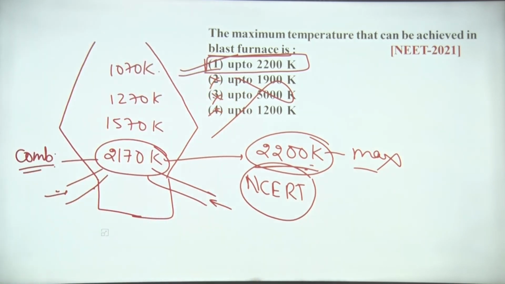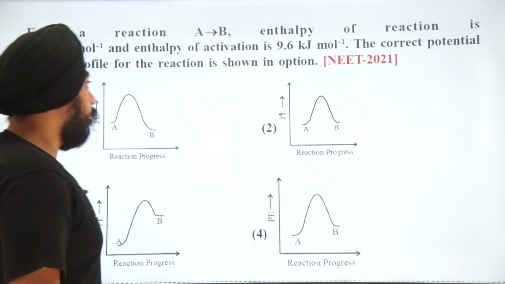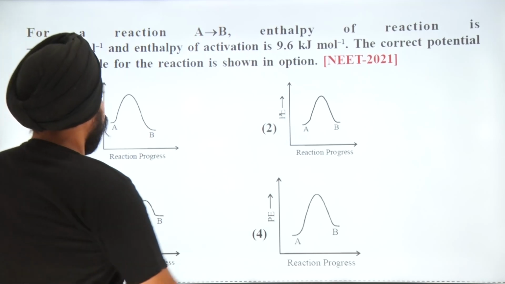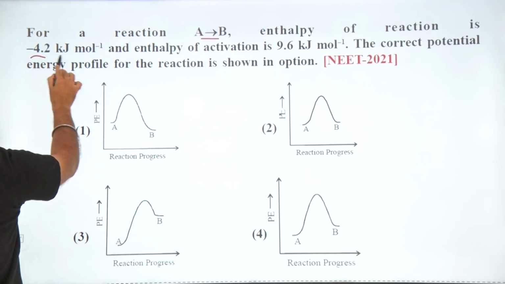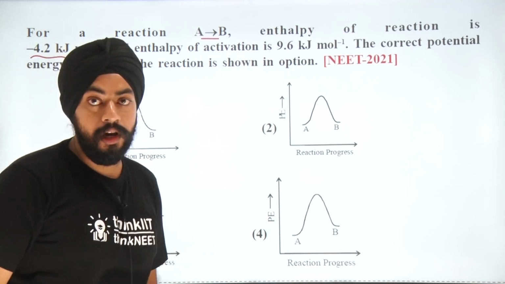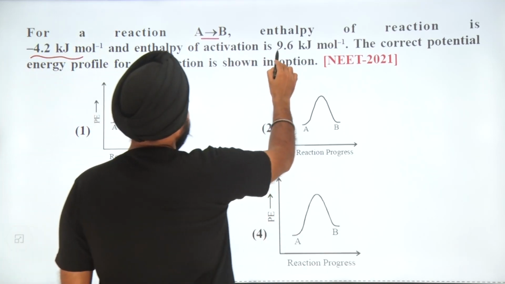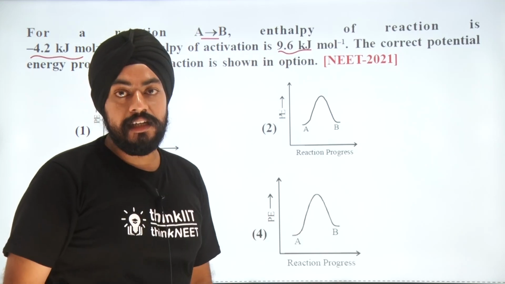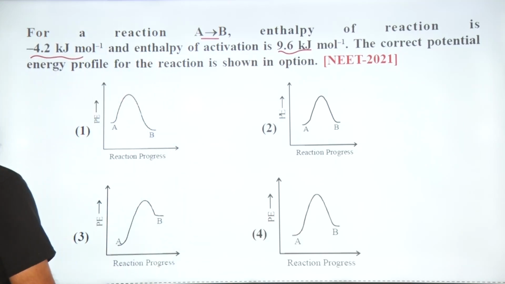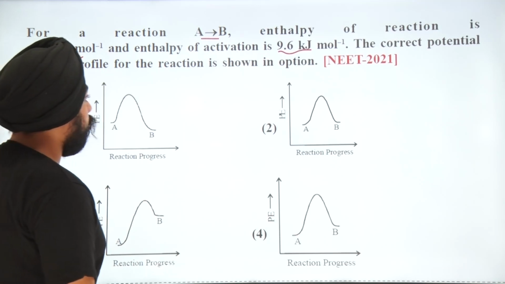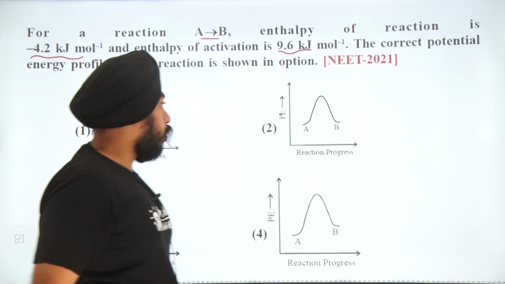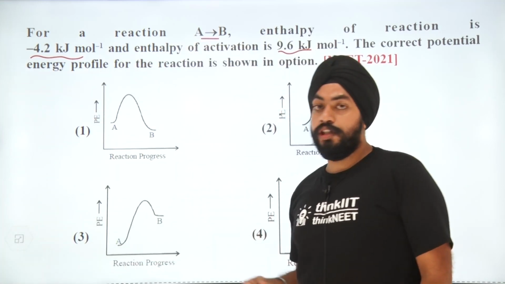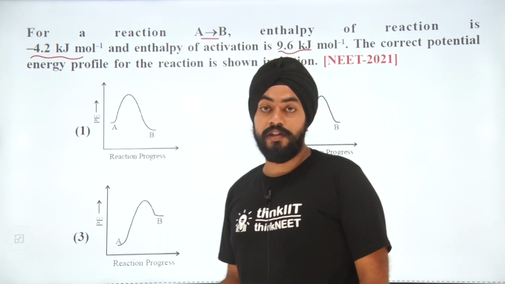Thank you very much. Well, students, let's have a look at the question. For a reaction A to B, the enthalpy of the reaction is minus 4.2 kilojoule per mole and the enthalpy of activation is 9.6 kilojoule per mole. So the correct option, the correct potential energy profile for the reaction is shown in which option? So which is the correct option? With the relation between the potential energy and the progress of the reaction.